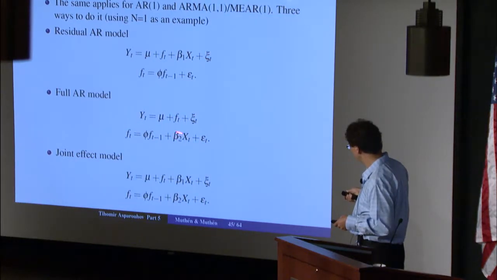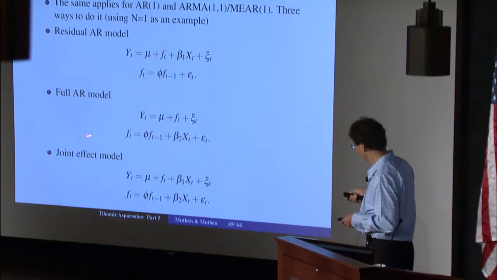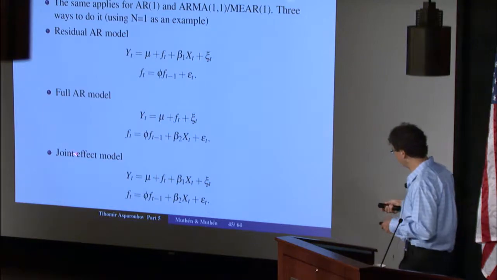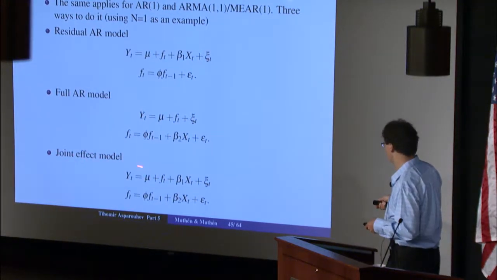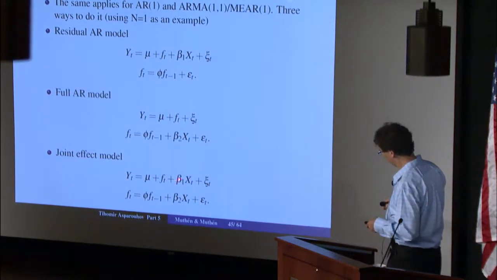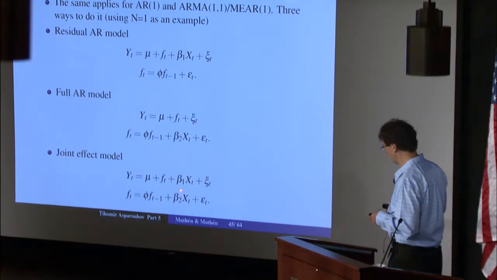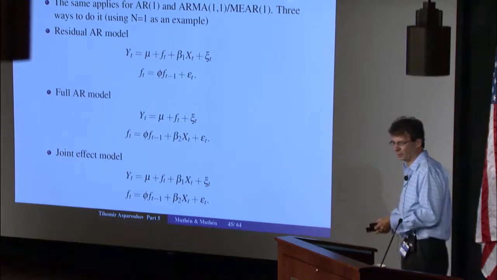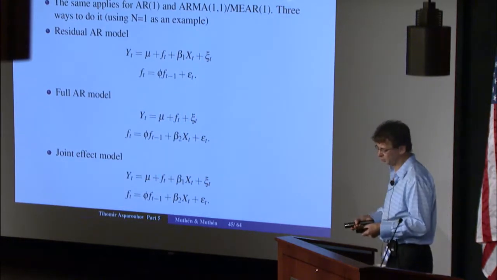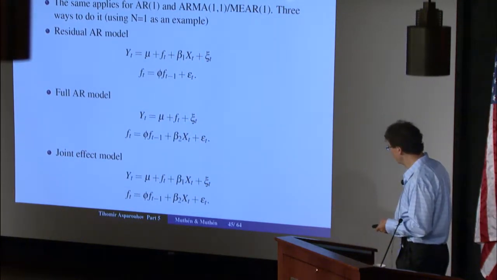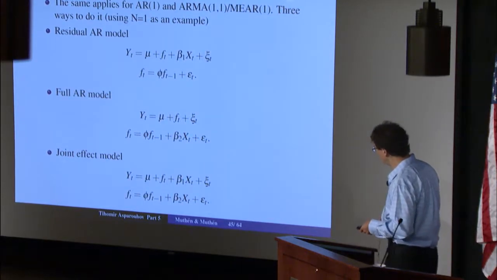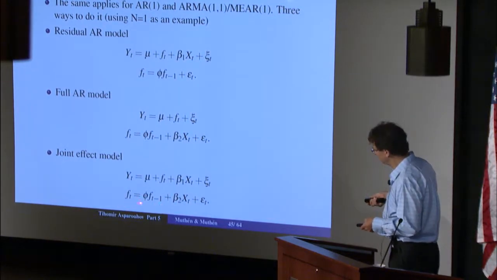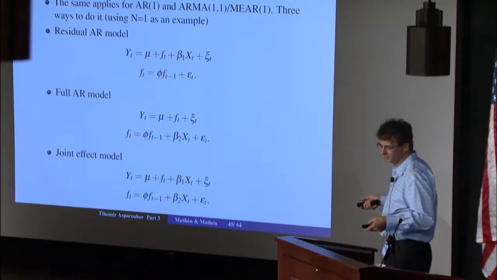So you can see it's in the second equation, or you can do both. You can actually do what we call the joint effect model. You can add the same covariate here and here. It's another example of how the standard SEM logic does not apply to the DSEM modeling framework. Of course, this is not possible to do in standard SEM models.